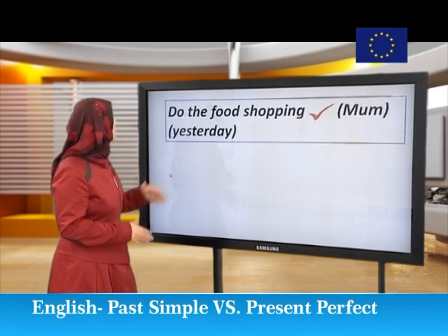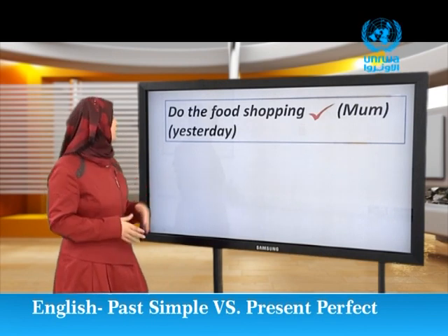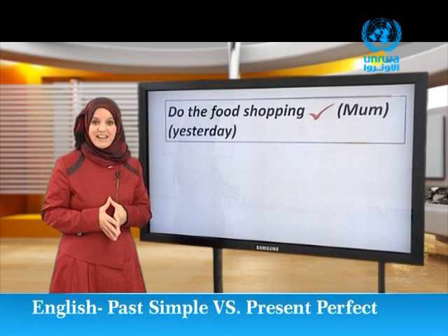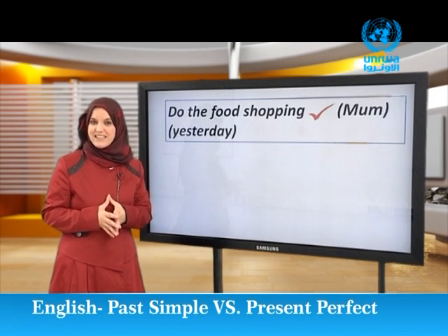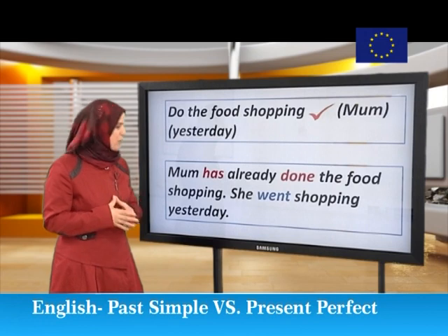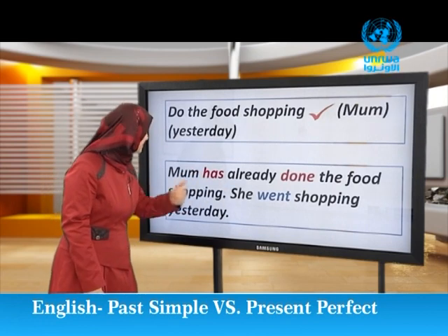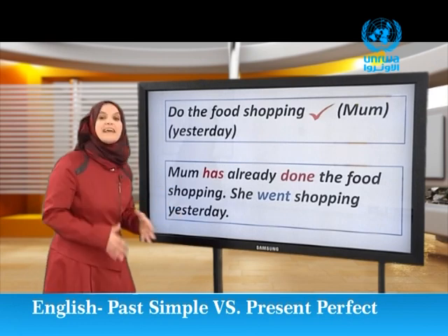Next one, do the food shopping. This job is for Mom. She did it yesterday. Now, can you make some sentences? Good. We can say, Mom has already done the food shopping. She went shopping yesterday. We use the present perfect in the first sentence, and we use the past simple tense with the adverb yesterday.